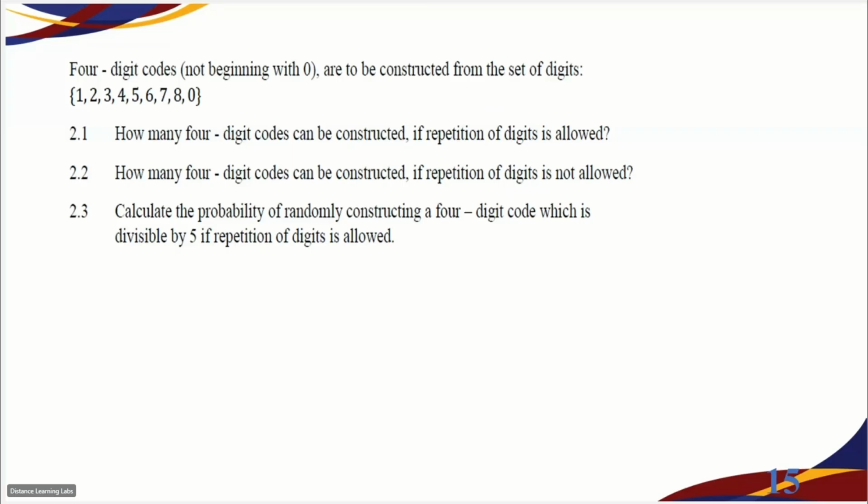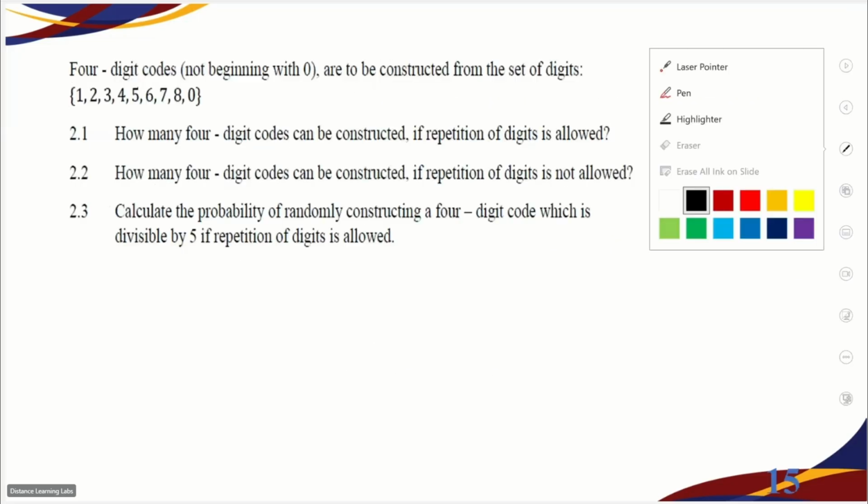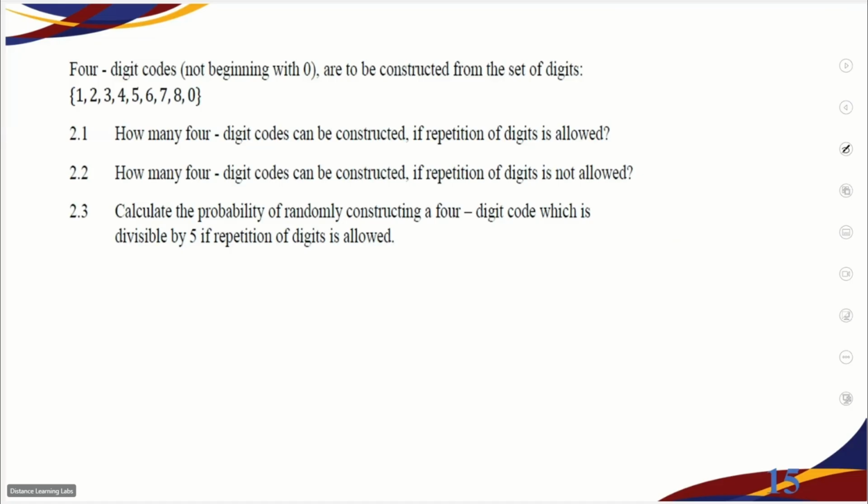The example that I have here says a 4-digit code. We have the number of digits in that code. It is a 4-digit code, meaning that the number of spaces that you are going to create would be 4, because we are creating a code that has 4 digits. Now, let's check the first one.